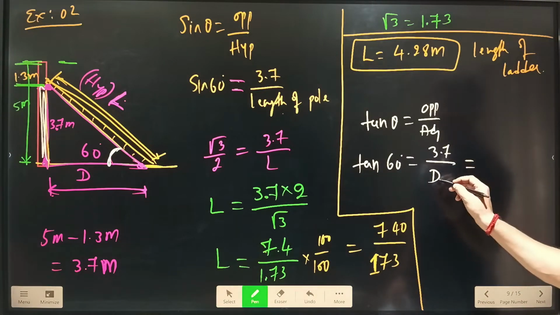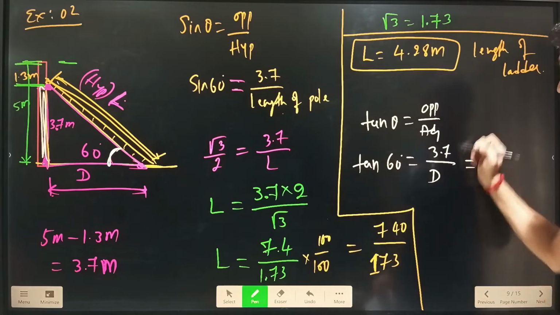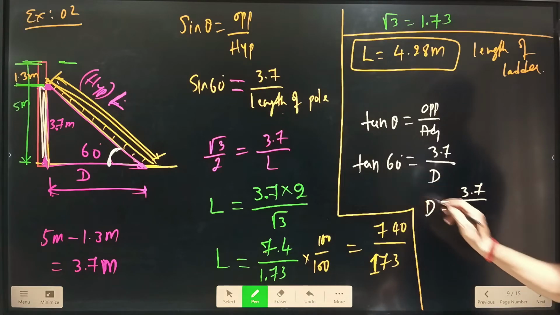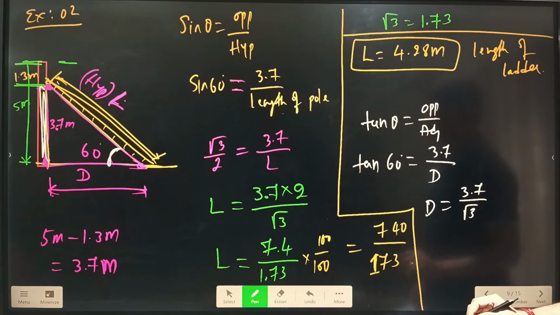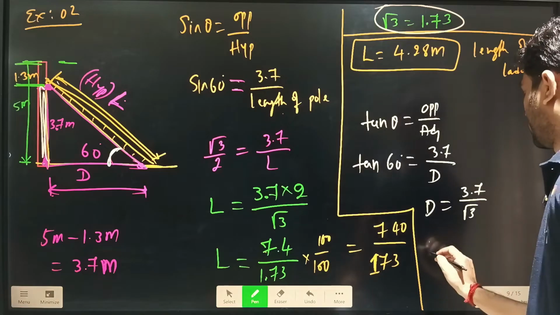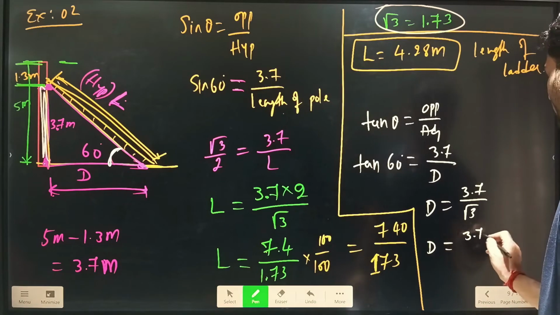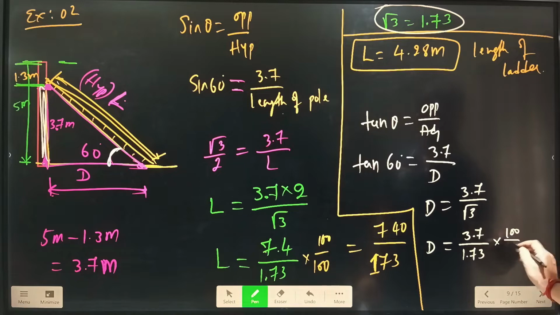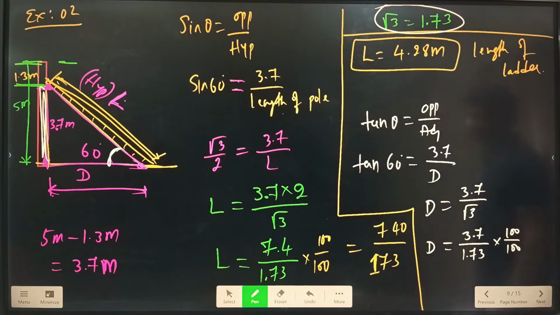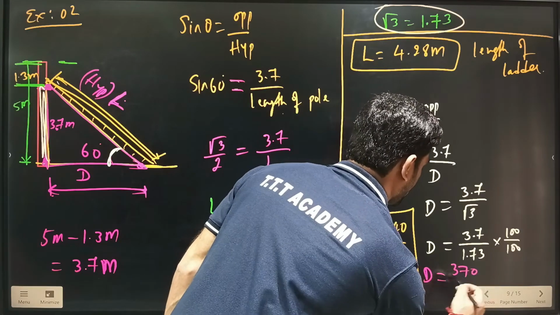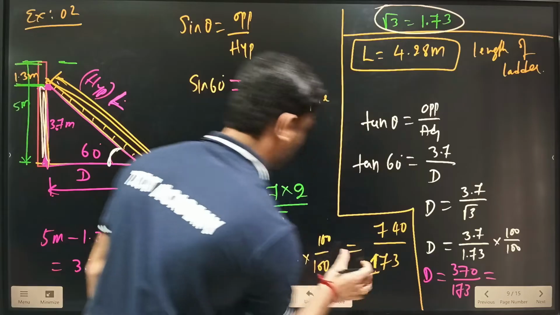Now apply. Tell me. I can send D to this side. Therefore, D equals 3.7 divided by tan 60. What is tan 60? Root 3. And what is the root 3 value? 1.73. Therefore, D equals 3.7 divided by 1.73. Again, we multiply numerator and denominator by 100, since fractions are there. Round up. That's it. D equals 370 by 173.